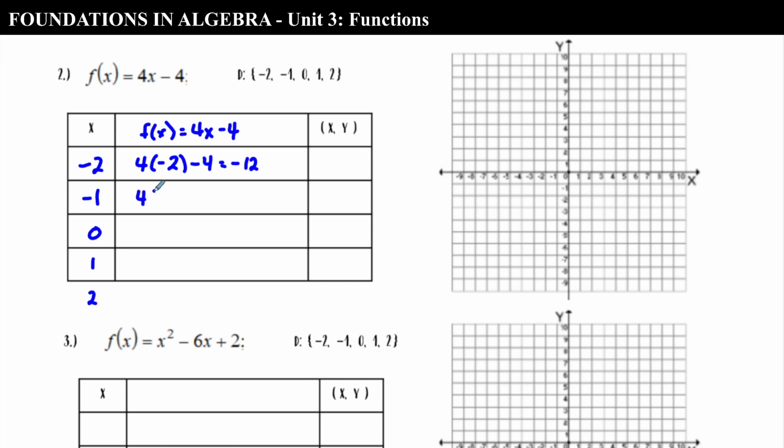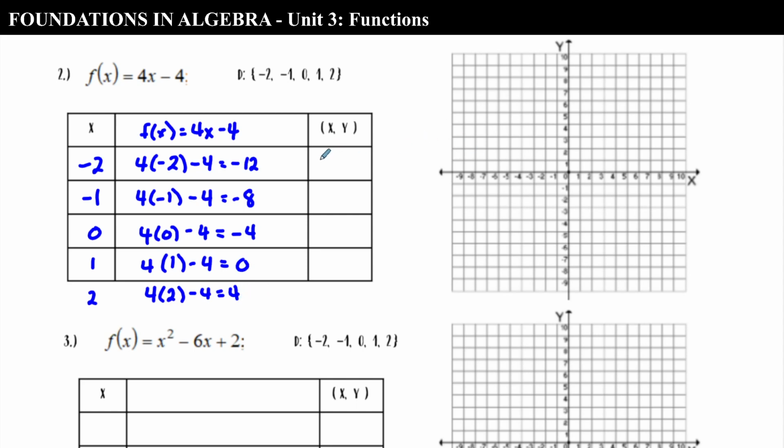Then 4 times negative 1, that's negative 4 minus 4 gives us negative 8. 4 times 0 is 0 minus 4 gives us negative 4. 4 times 1 is 4 minus 4 gives us 0. And then 4 times 2 is 8 minus 4 gives us 4.